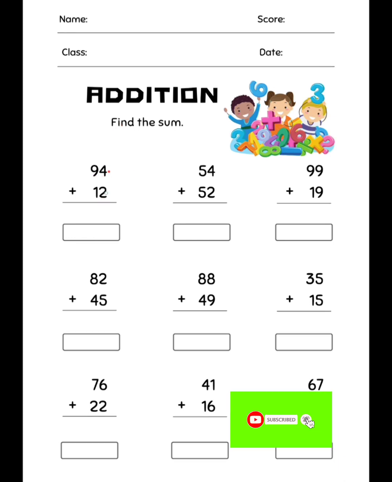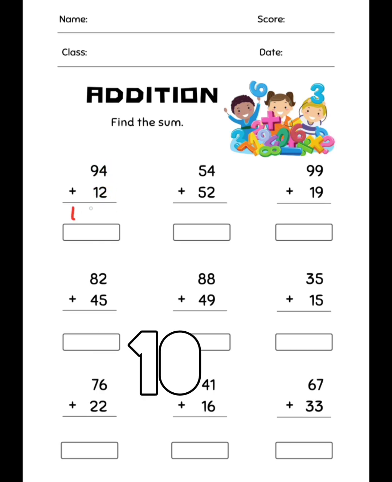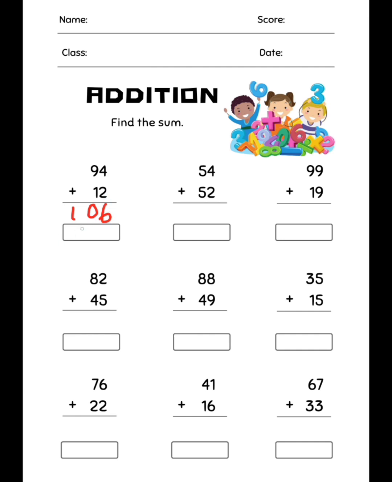Okay. 4 plus 2. You have to keep 4 in your mind and count 2. 5, 6. We are going to write here 6. Now here 9 plus 1. So what are we going to do? After 9 you are going to count 1. 1 means the next number. 9 plus 1 is 10. Okay. 4 plus 2 is 6. So the result is 106. You are going to write like this.